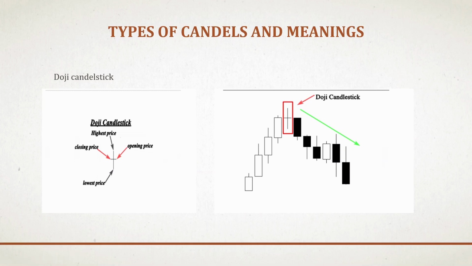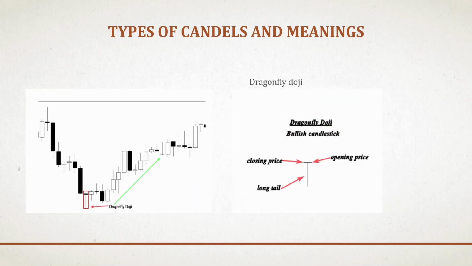So a Doji is a very flat candle. It has a very flat candle body and they do have wicks. And normally the wicks are almost the same size for a Doji. Now we have a few other Dojis. Which Doji do we have? We have a Dragonfly Doji.